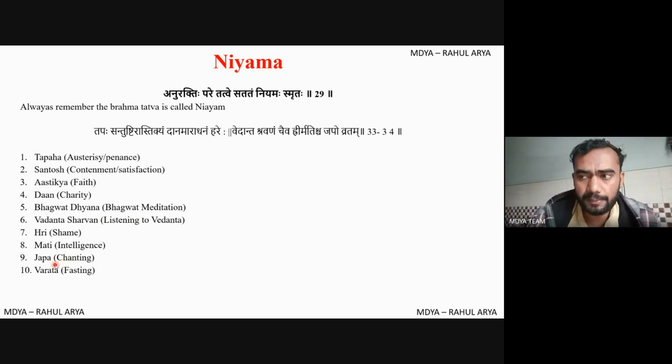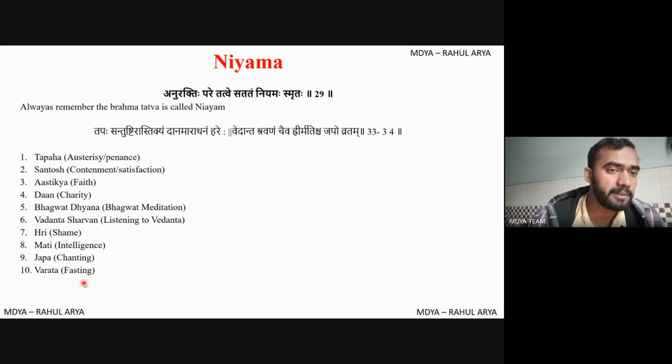Ninth one is the Japa, and 10th, Vrata. Japa meaning chanting or to practice something. Many kinds of Japa we have. Vrata meaning following something. Generally we understand it as fasting, but only fasting is not a vrat. But generally it is the meaning of the vrat. Okay.